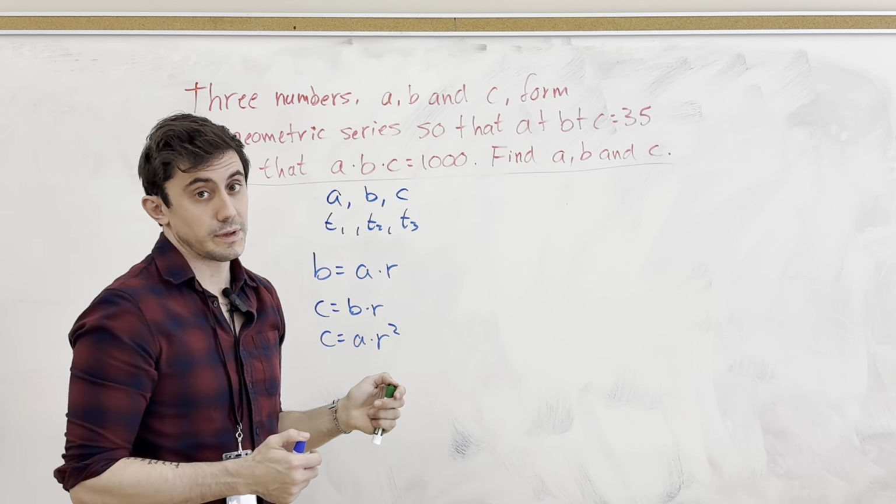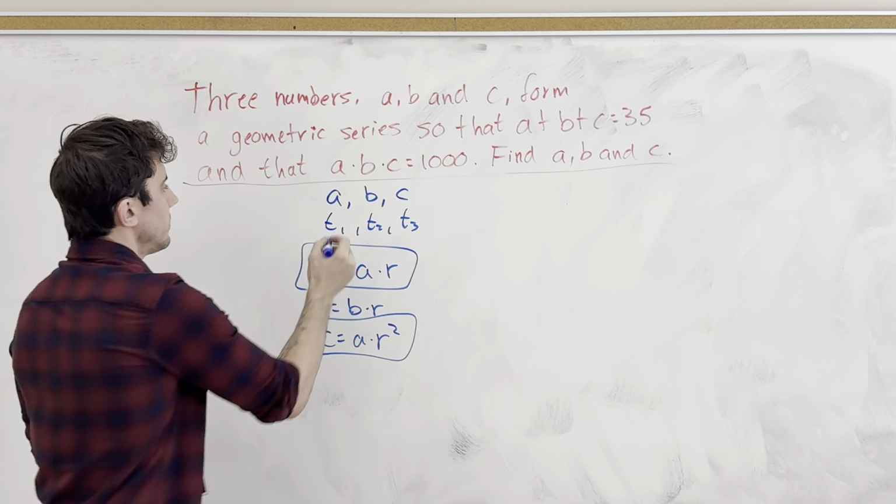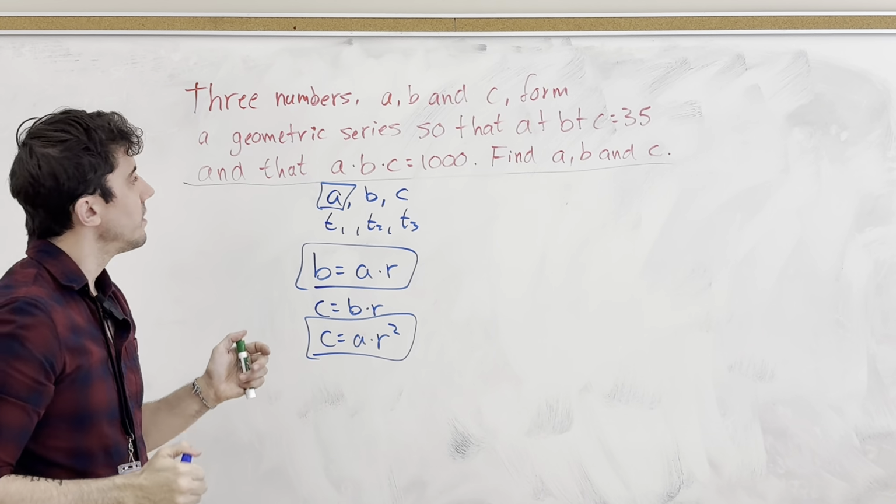So, if B is A times R, and C is A times R squared, and of course A is just itself, then we can write that first equation. Let me call that equation 1, and the other equation 2, for easy referencing later on. Using equation 1, A will remain as it is, B becomes A times R, and we'll write C as A times R squared, and that is equal to 35.